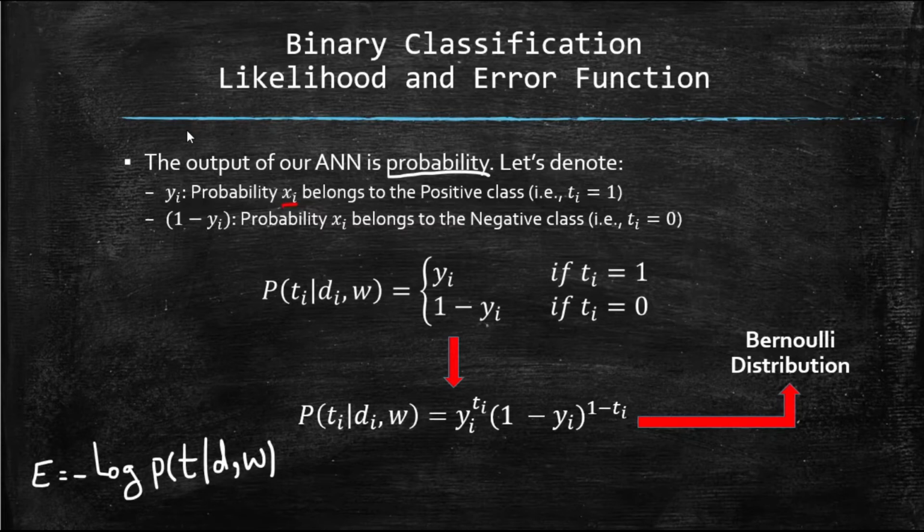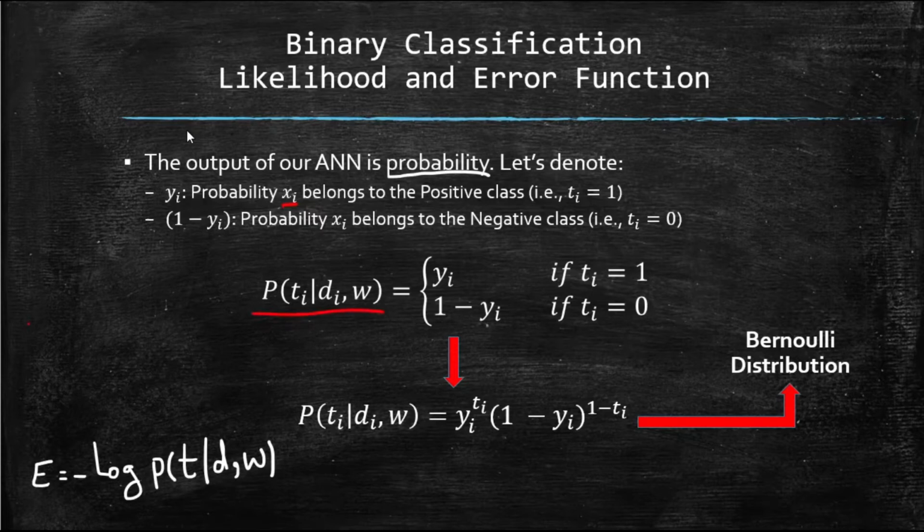So t sub i equals 0. Okay? So it kind of seems to me that you have two options here, right? The probability of t sub i conditioned over d sub i and w, or the parameters of your neural network. So what does it really mean? Let me just recap one more time. What does this whole thing mean again?